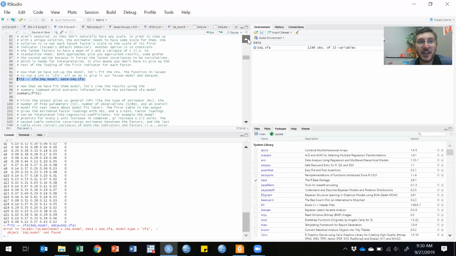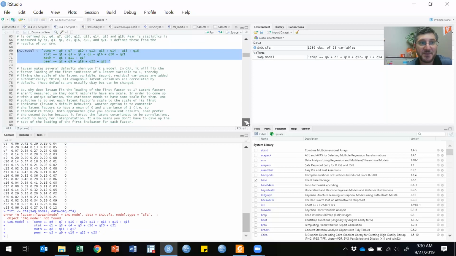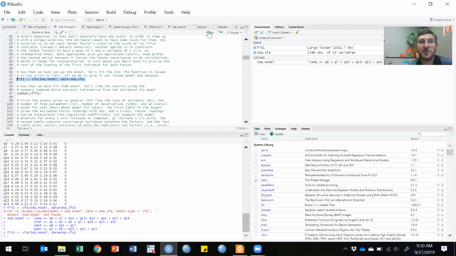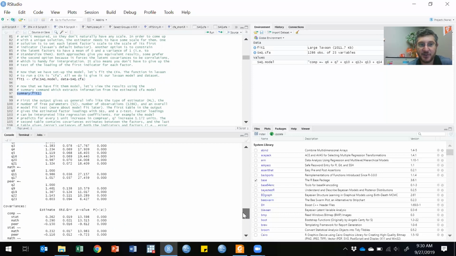Oh, whoops, I was talking too much and never ran our model syntax. There we go. Now, let's fit our model. Okay, it's fit. And then let's just get a summary of our model. Here we go.